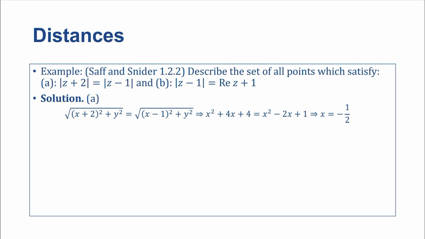Of course, the real part of the number z plus 2, where z equals x plus iy, is going to be x plus 2. So that's the real part. We square that. Then we take the imaginary part, which is just y, and then we square that. And then we do the same thing for the right-hand side, such that we have the square root of x minus 1 squared plus y squared.